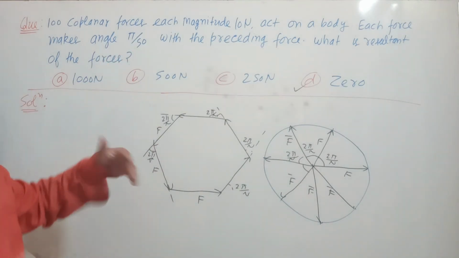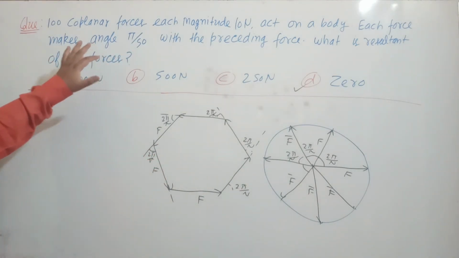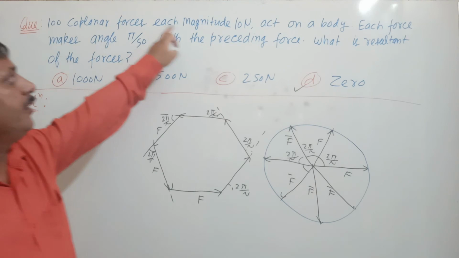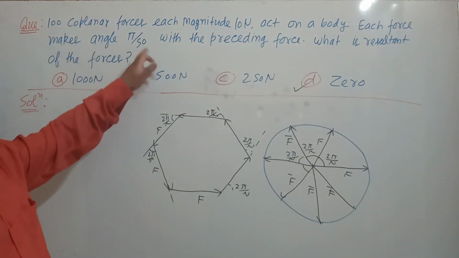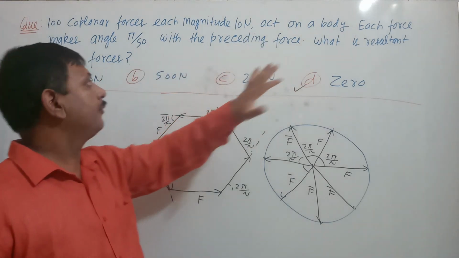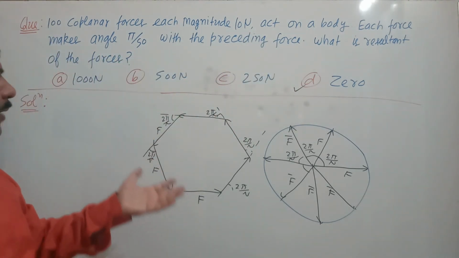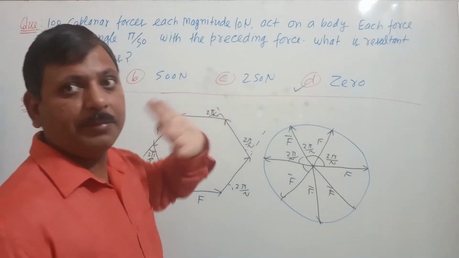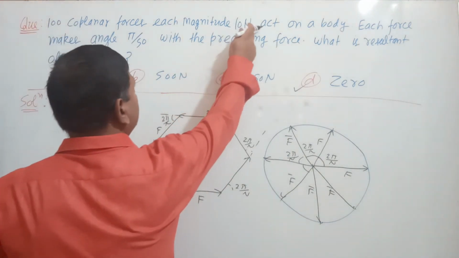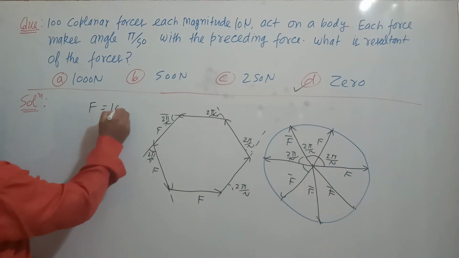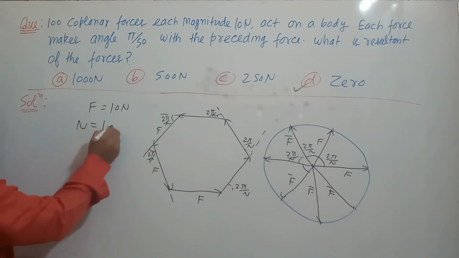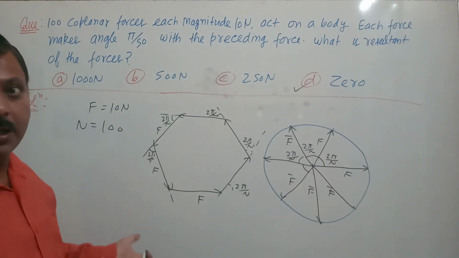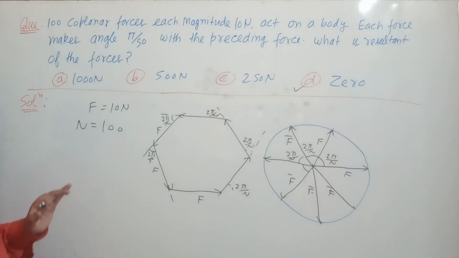See, a similar type of question is there. 100 coplanar forces, each of magnitude 10 Newton, act on a body. Each force makes an angle pi by 50 with the preceding force. What is the resultant? So see, the same type of question is there. Each has magnitude how much? 10. So F here is 10 Newton. How many forces are there? N is how many forces? 100 forces are there. So N is 100.